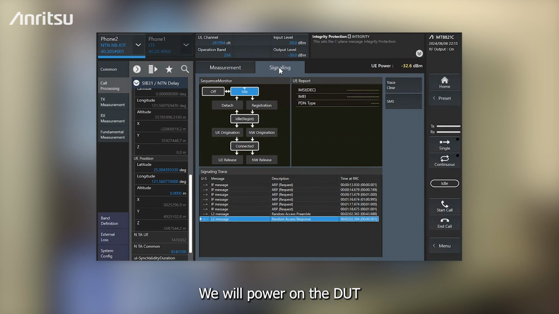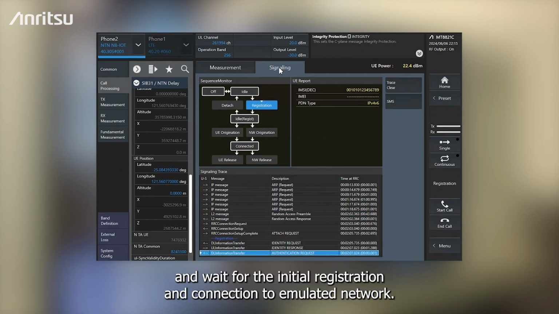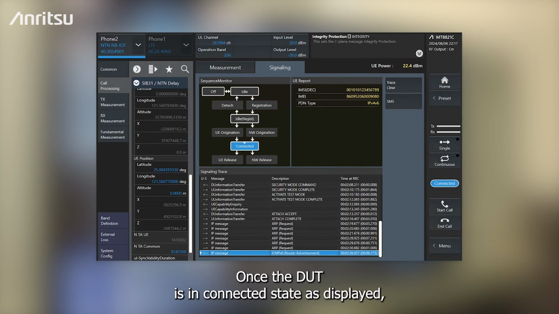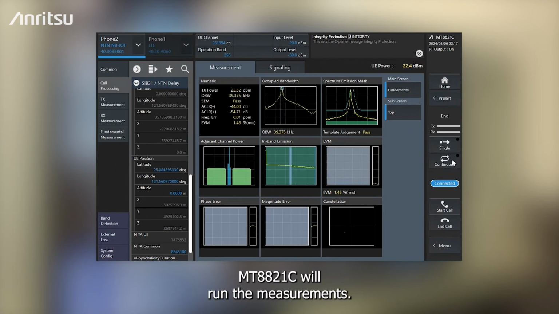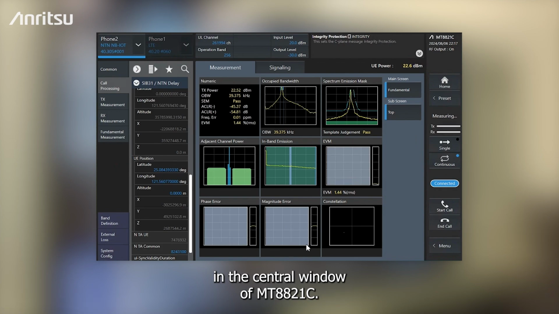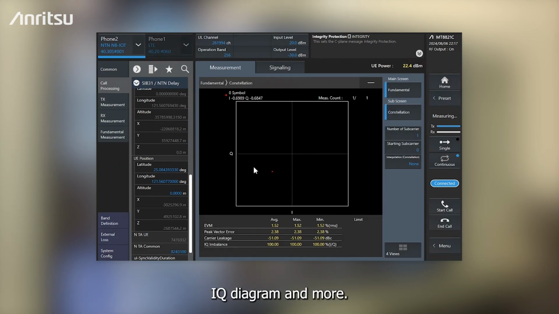We will power on the DUT and wait for the initial registration and connection to the emulated network. Once the DUT is in connected state as displayed, we are ready to make measurements. After pressing the single or continuous button, MT8821C will run the measurements. Measurement results are shown in the central window of MT8821C. There we can see numeric values, spectrum emission mask, IQ diagram, and more.